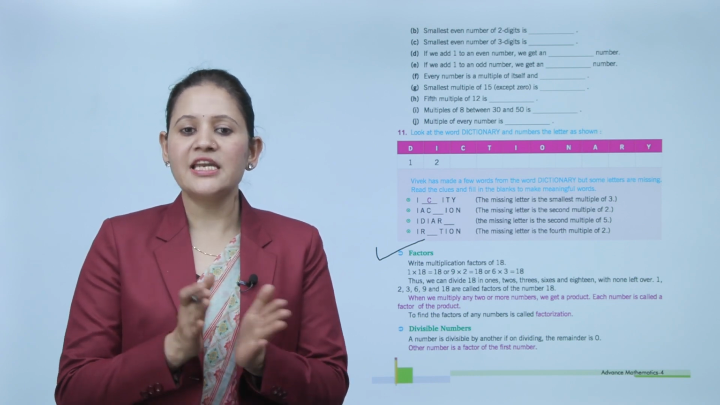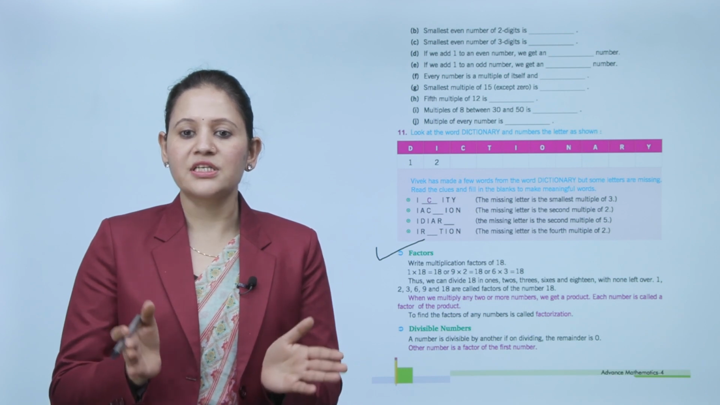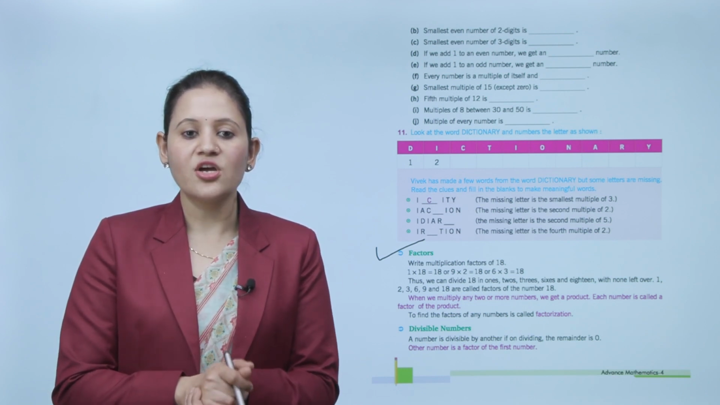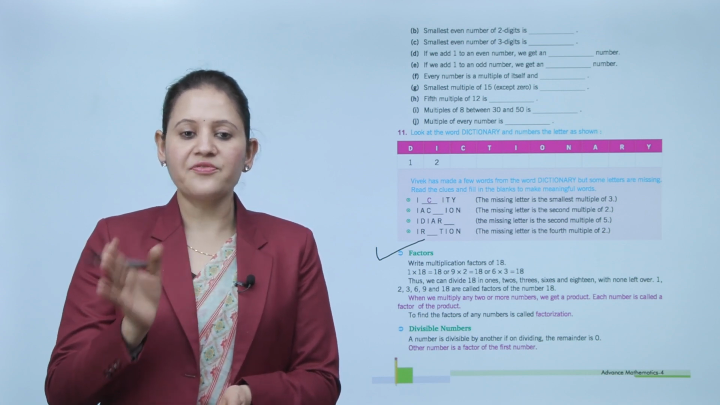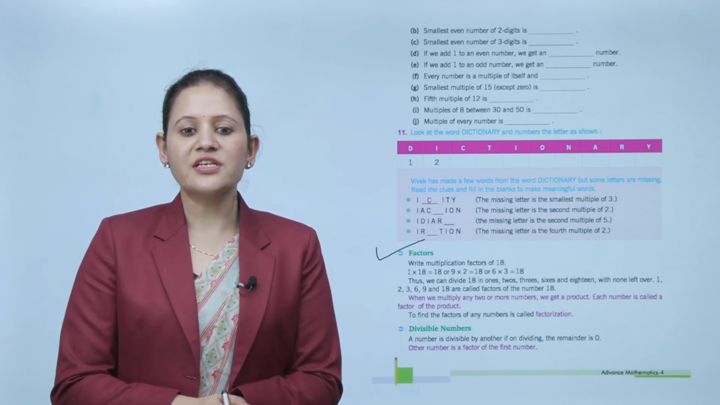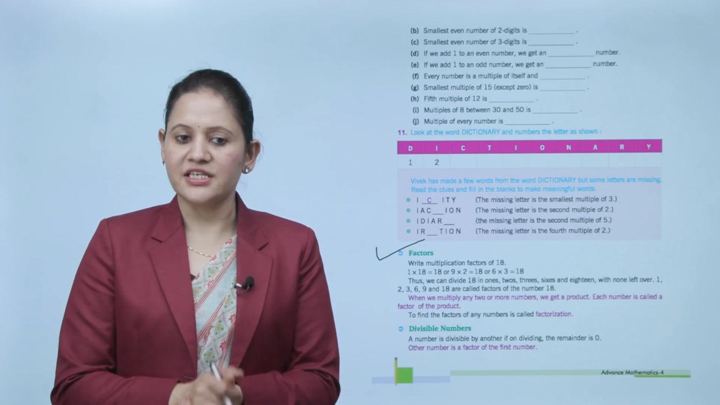When we multiply any two or more numbers, we get a product. Each number is called a factor of the product. Like 6 into 3, that is 18. So 6 and 3 are the factors of 18. To find the factors of any number is called factorization.